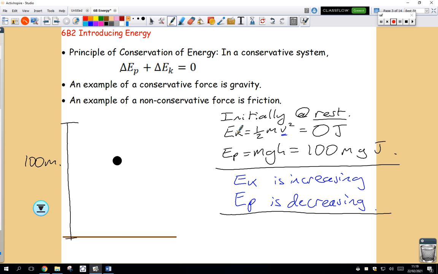And what happens when it hits the deck? Well, when it hits the deck, at that instant, not an hour later when it's sitting there on the ground, I'm talking about the instant it hits the deck, its potential energy, which is based on its height, will be zero, because its height will be zero. All of its energy now will be kinetic.